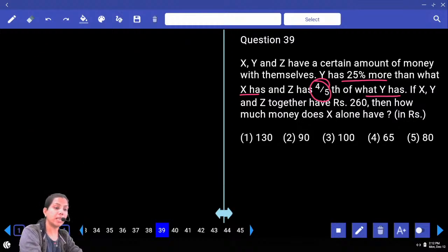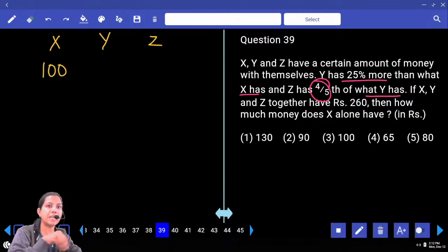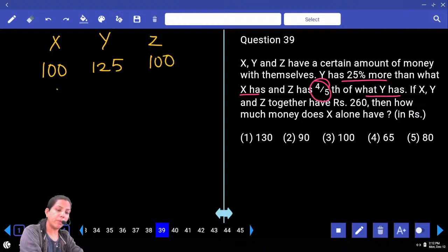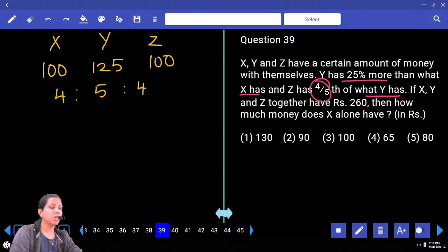Then who is the origin? X is the origin. X is equal to 100. X value is 100. Complete data in percentages mostly. So X value 100. Then what is the Y value? 25% more means 125. And Z is equal to 4/5 of 125, which is 100 again. Okay, 25 times 4, 25 times 5 and 25 times 4. So finally we conclude that X, Y, Z are in the ratio 4:5:4.